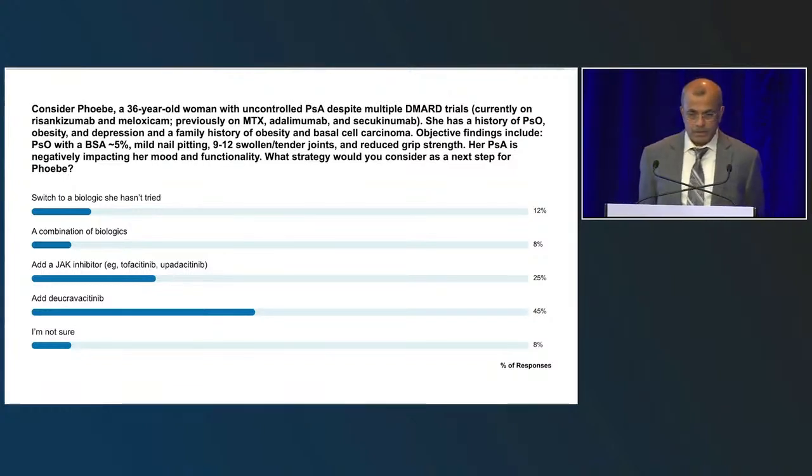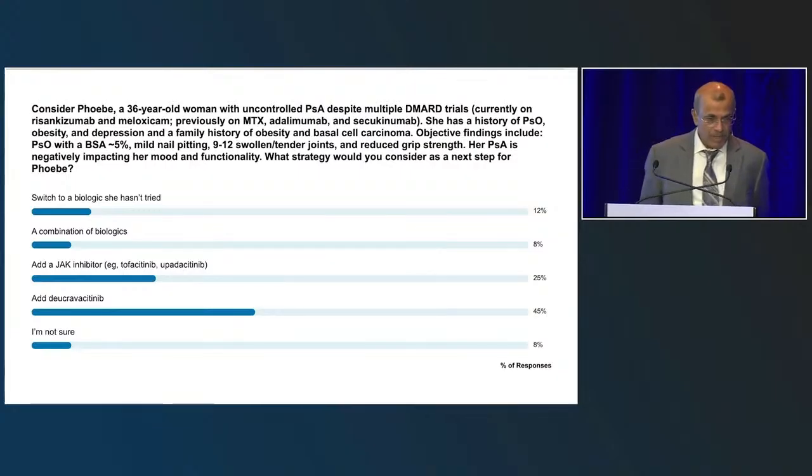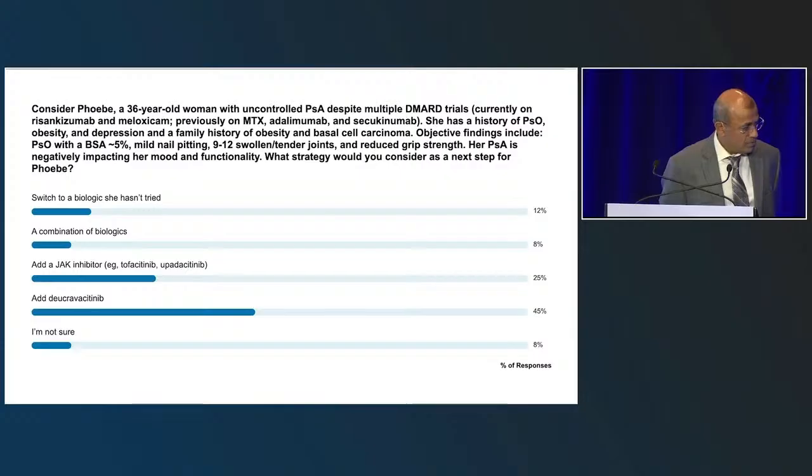All right, so 45% of people do think add deucravacitinib, even though Philip has not shown you anything, you haven't seen anything about adding deucravacitinib. This is faith-based medicine. Interesting. All right, add JAK inhibitor, a combination of biologics, or switch to a biologic she hasn't tried. Lihi, what would you do?